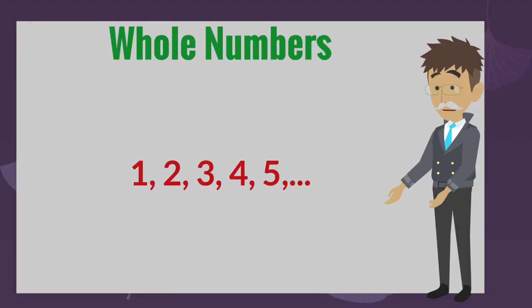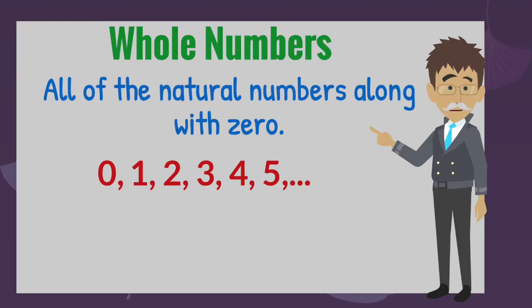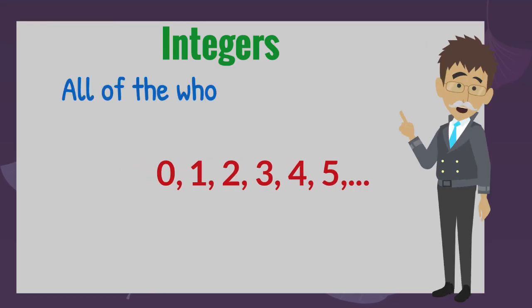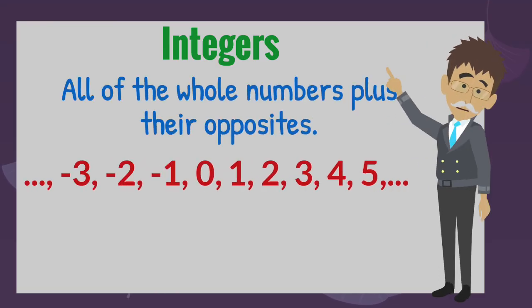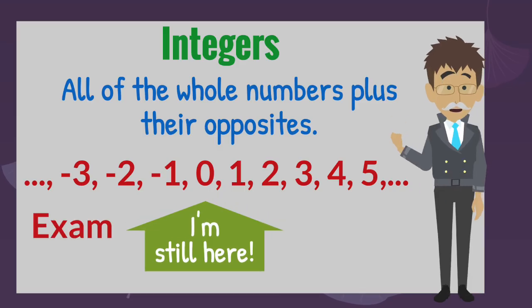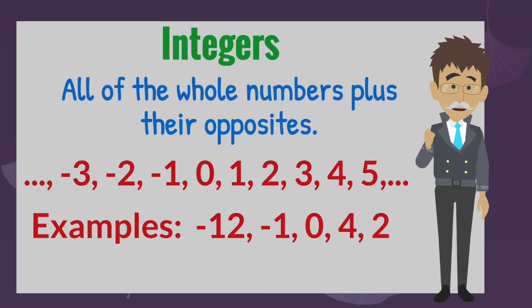Whole numbers. All of the natural numbers along with 0. They still do not include negatives, fractions, or decimals. Integers. All of the whole numbers plus their opposites. This group includes 0. Examples of integers include -12, -1, 0, 4, and 29.